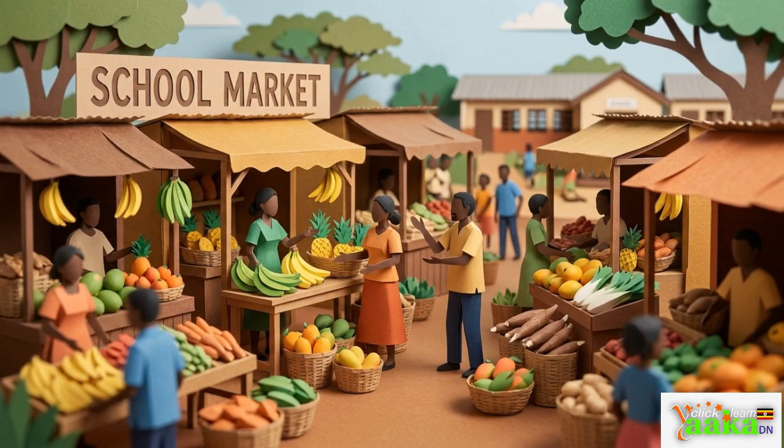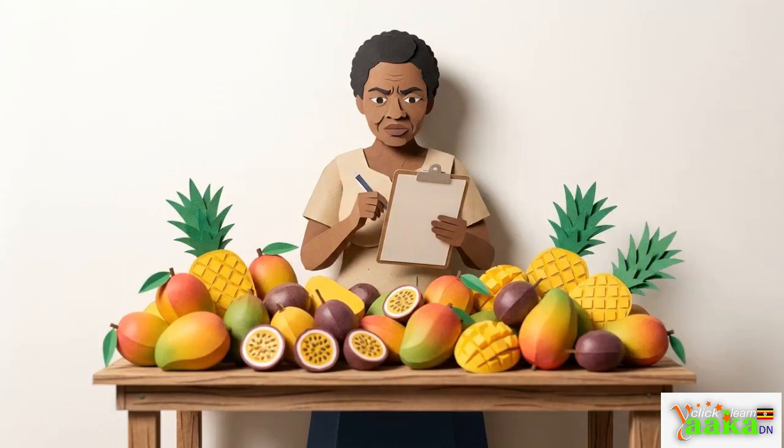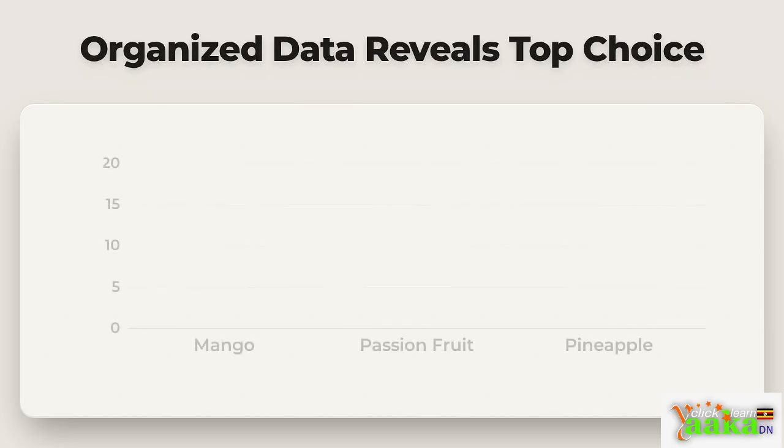Picture a busy Ugandan school market day. The tables are covered in scattered, disorganized piles of fresh mangoes, passion fruits, and pineapples. The canteen keeper needs to figure out exactly what to restock for tomorrow. But how does she count this pile without losing her place or getting confused? She needs to turn it into data.